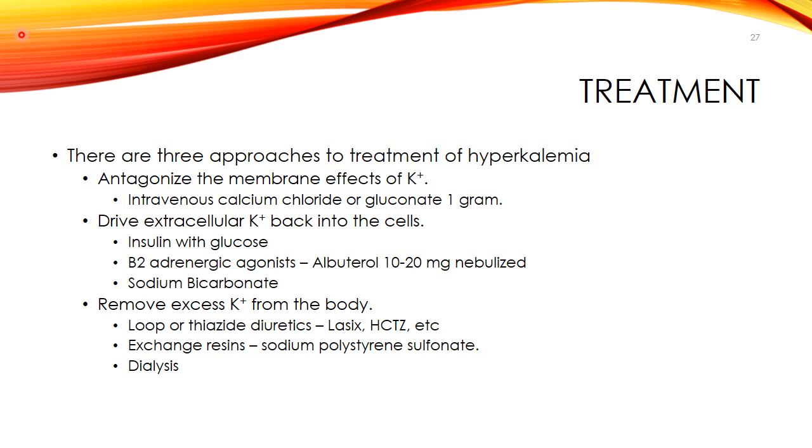Exchange resins are administered through the GI tract and exchange potassium for sodium. It does this pretty slowly. The dose is 15 to 30 grams every 4 to 6 hours until the potassium level is back within range. This may take several days. However, dialysis is a quick and effective way to normalize the serum potassium level if that's available to you.